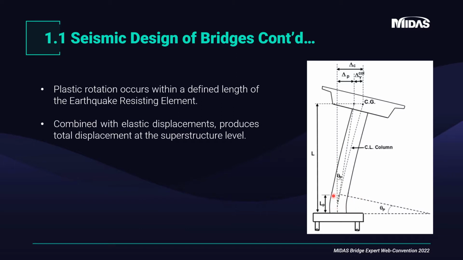So these plastic rotations of the plastic hinge occur within a defined length which is called LP, the length of the plastic hinge. So this is the plastic rotation. These produce the delta P at the superstructure level. So you have the elastic displacements and the delta P, which combined would be your total displacement at the superstructure level.